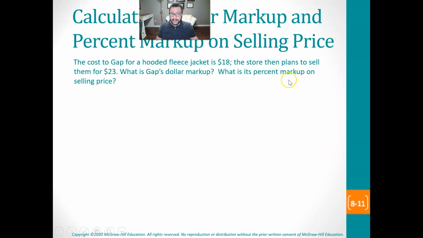So let's look at this problem. Calculating dollar markup and percent markup on selling price. On selling price. That means that the percent markup is always going to be based on selling price. The same scenario here. The cost to Gap for a hooded fleece jacket is $18, and they plan to sell it for $23. What's their dollar markup? What's the percent markup on selling price, right? So before we were asking what the percent markup was on cost. Now we're asking what the percent markup is on selling price.